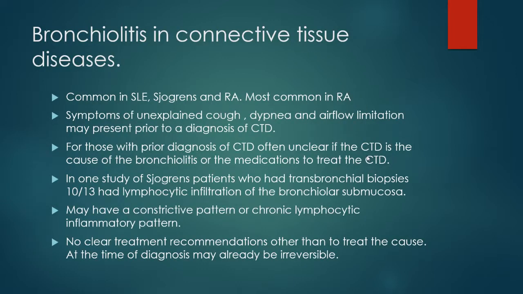Okay. So another syndrome that is kind of common that we have to keep in mind is bronchiolitis and connective tissue diseases. It's more common in lupus, Sjogrens, and rheumatoid arthritis, but most common in rheumatoid arthritis. Symptoms remain the same as any other cause of bronchiolitis, but what can happen a lot of the time is that you see a patient who has connective tissue disease with clinical manifestations of that. The first thing that comes to your mind is not necessarily small airway disease. You start thinking about all the big things, some interstitial lung disease, some pulmonary hypertension, and start investigating along those lines.